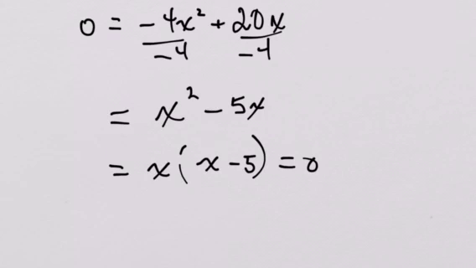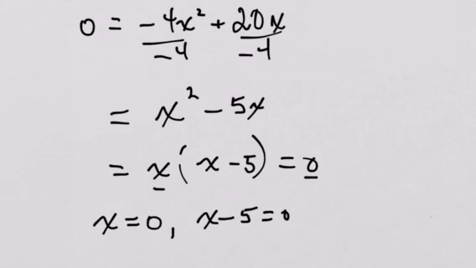Well, here's what that means. It means the first x equals 0. This x equals that 0. And it also means that x minus 5 equals 0. Now, if we add 5 to both sides, we get x also equals 5. When I draw this graph, you will understand a lot better.